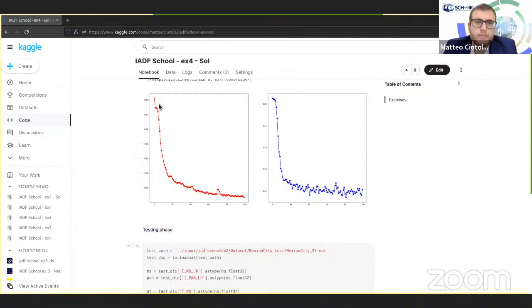Okay, and see also some info about the losses. In this case, the losses still have a good slope, so we could continue our training for other epochs. I think also for 50 more epochs. And you can see that the validation loss is still lower than the training loss. So we have room for improving and for increasing our results.